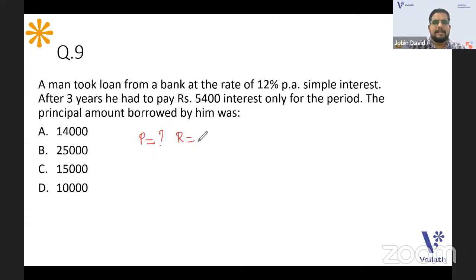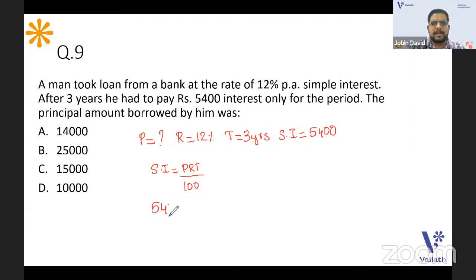What is R given? R is 12%. What is the time period taken for the interest? 3 years. And what is the interest? The simple interest obtained is 5,400. That is how the question goes, right? Because only 5,400 he has to pay for the interest, and it is a simple interest. Just substitute in the formula that you have for simple interest. Simple interest is equal to PRT by 100.